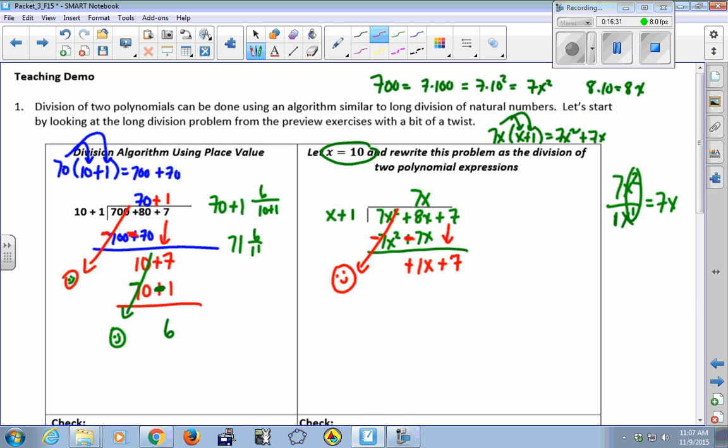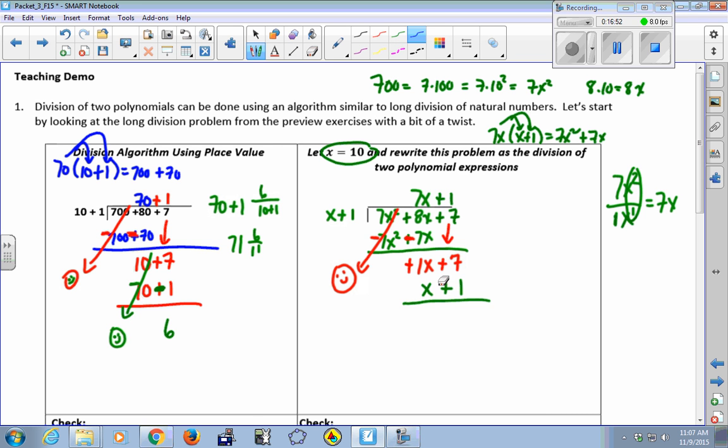Oh, it gives me positive 1x. Thank you. All right, so now I say, how many times does x go into x? And what's my answer? Once. So I put a plus 1 right up here in the ones column. And I get 1 times x plus 1 is x plus 1.